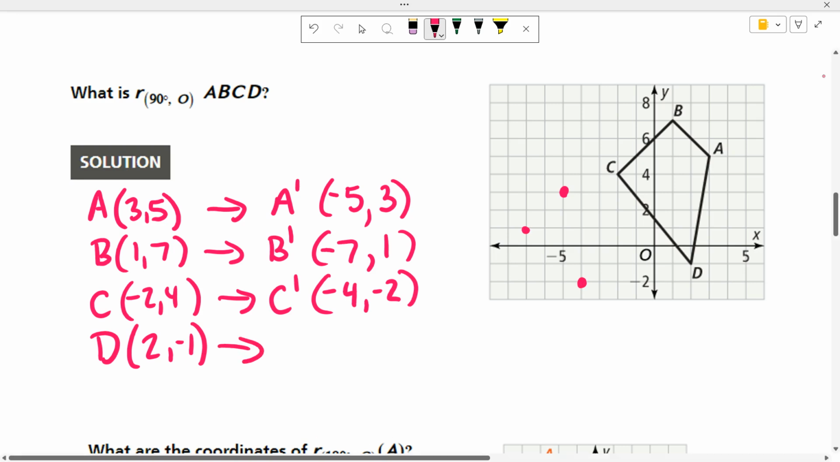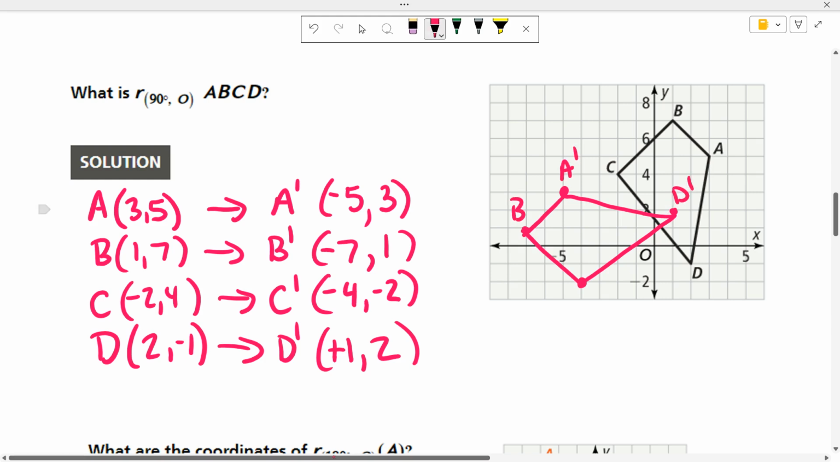And D prime, switch them around: -1, 2, negative, and then the -1 becomes positive because you do the opposite sign. So 1, 2. That's what a 90-degree rotation will look like. Oops, that's not A. That's D prime, A prime, B prime, C prime.